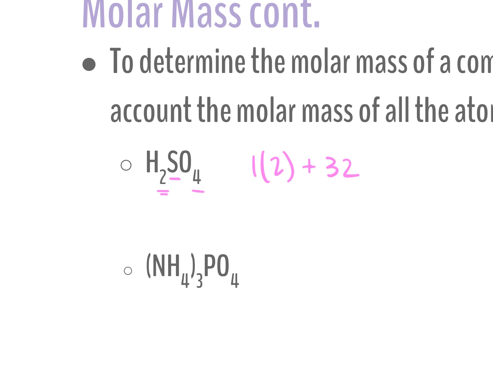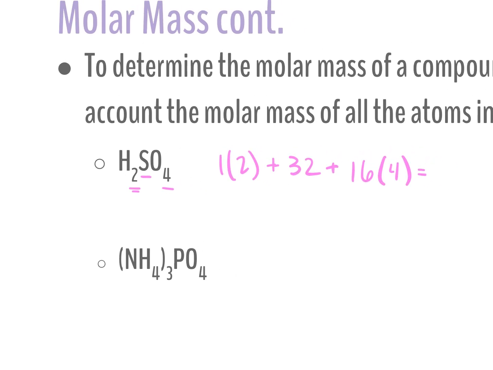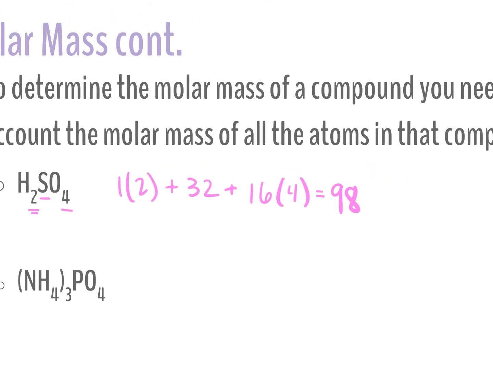You got your periodic table out, you little cheater. But you actually kind of know. Good. So you use them enough, you become familiar with them. And then we know what oxygen is. What is it? 16. Good. Times 4 of them. I could probably do the math off the top of my head, but who knows? Okay. So we get 98 grams per mole.